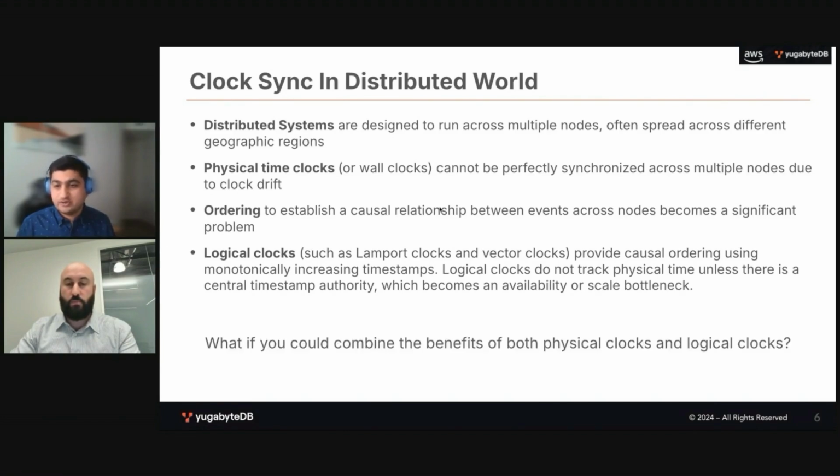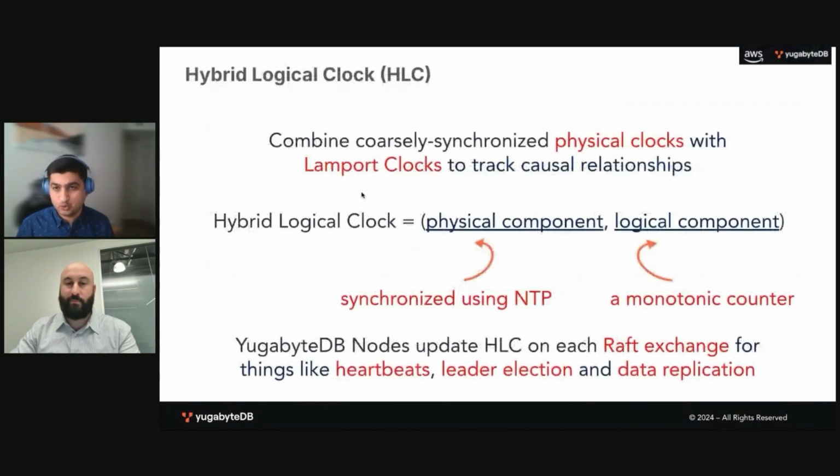There is a solution which combines the benefits of both physical clocks and logical clocks, and that's the solution which Yugabyte has chosen. It's called a hybrid logical clock. Let's quickly go over what a hybrid logical clock is. It combines the benefits of a physical clock with those of logical clocks by combining the physical wall clock value with a monotonically increasing logical component. The physical part of it is synchronized using NTP. And the second part, which is a logical counter, is basically incremented by the database itself.